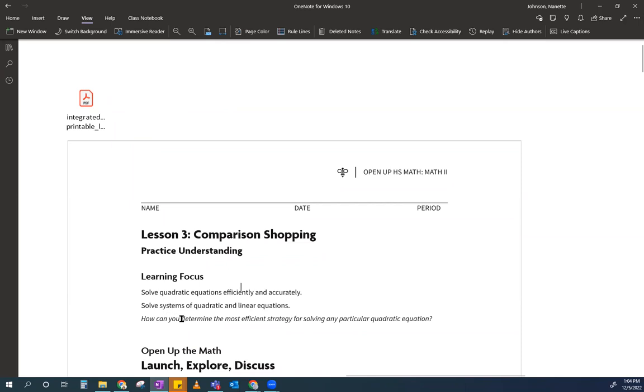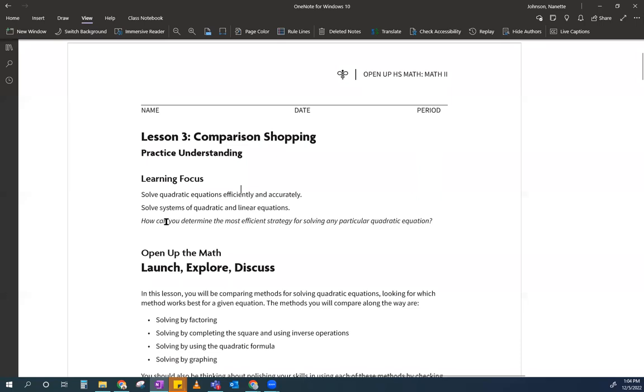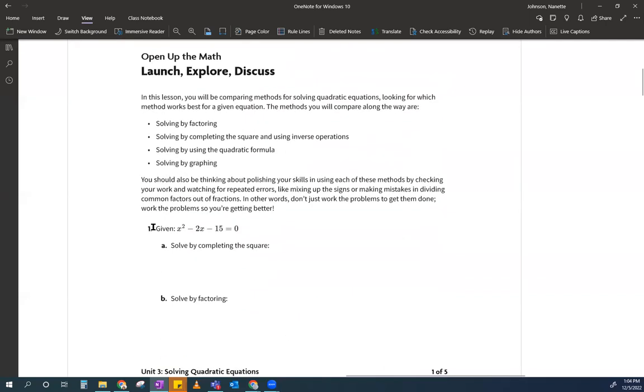If you remember what a system is, it's just more than one equation. So you're going to see that. And how can you determine the most efficient strategy for solving any particular quadratic equation? So this is our goal right here, right? So I'm going to be showing you different quadratics, and then I'm going to say, okay, do it this way, and then see which way you like better.